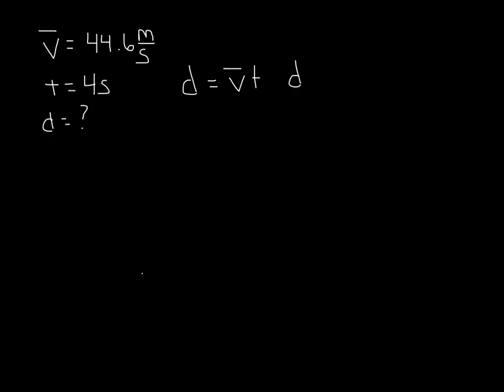So distance is going to be 44.6 meters per second times the time of 4 seconds, and we're going to get a total distance traveled of 178.4 meters.